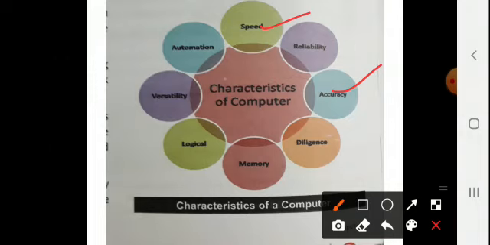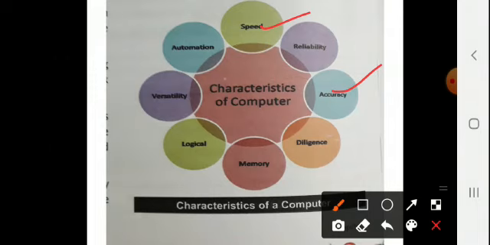If you are entering any data, preparing a presentation, or making a report, an annual report or monthly report, it is very difficult for the human brain to remember all these things, but computer memory can store all this data. So the storage power is very high. Then, the power of remembering: yes, it can remember and retrieve data for us.